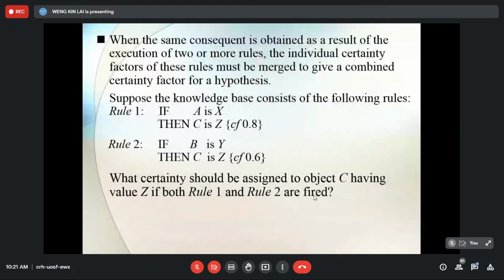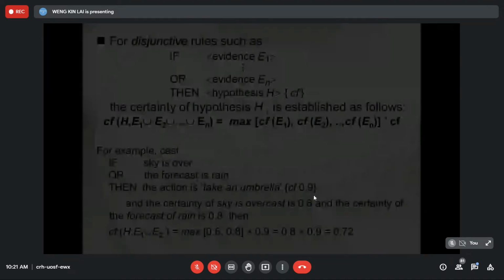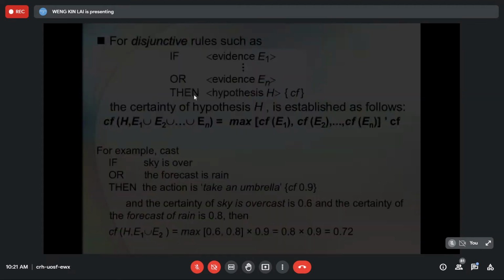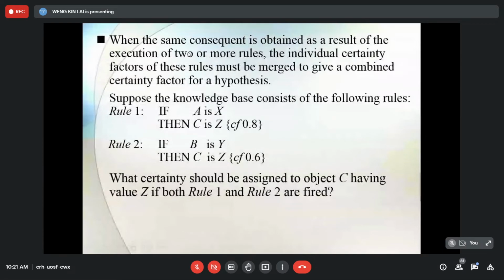Now, the consequent, just to remind you, is the action part, the then part. When the same consequence is obtained as a result of execution of two or more rules, the individual certainty factors of these rules must be merged to give a combined certainty factor for that hypothesis.